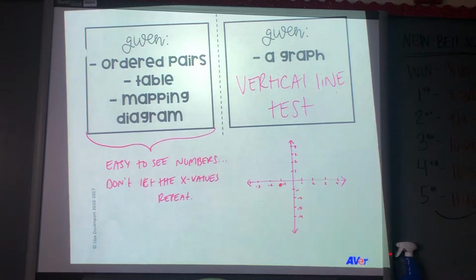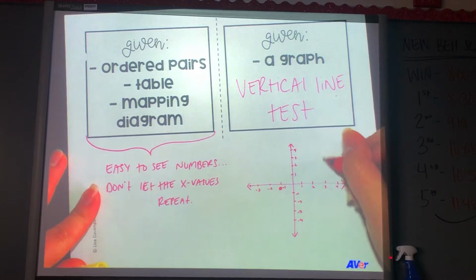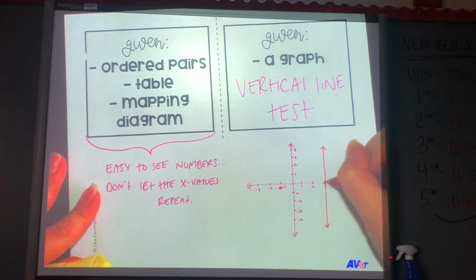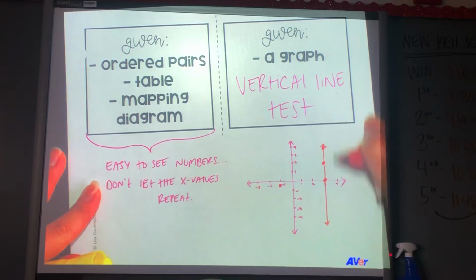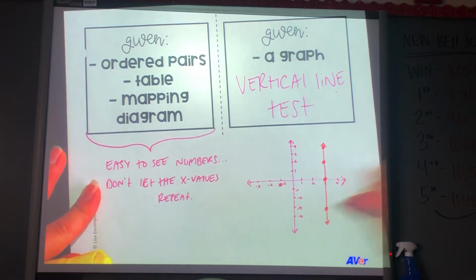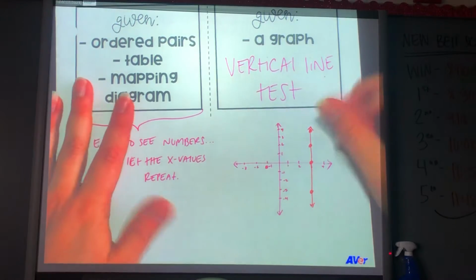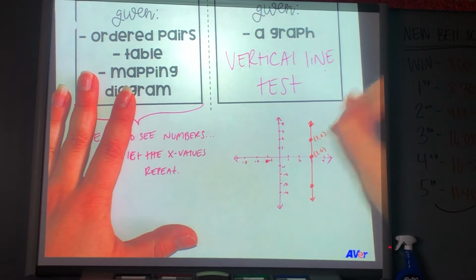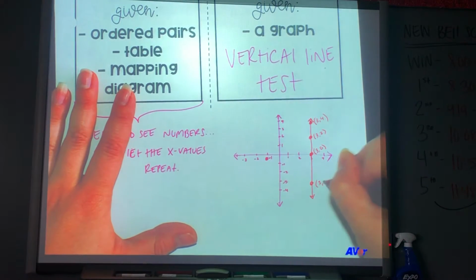And here's what I mean by a vertical line test. If I drew a vertical line, which is going up and down right here through the 3, and I plotted a coordinate here, and maybe here, and way up here, and maybe down here, I'm going to write the coordinate for all of these. So this one right here is 3, 0. This one right here is 3, 2. This one is 3, 4. And this one down here is 3, negative 3.